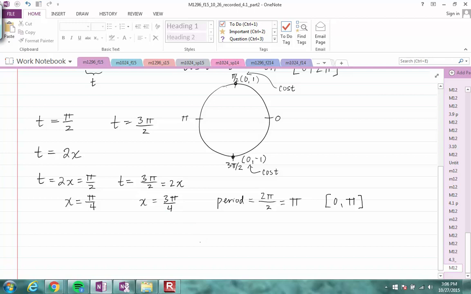That's important because now when we generalize our solution, we've found everything for one period of cosine of 2x, and then we need to generalize. So pi over 4 plus, instead of 2 pi k, is going to be pi k, because this is the period that goes here, times k. And then our other one is going to be 3 pi over 4 plus pi k, where k is an integer.